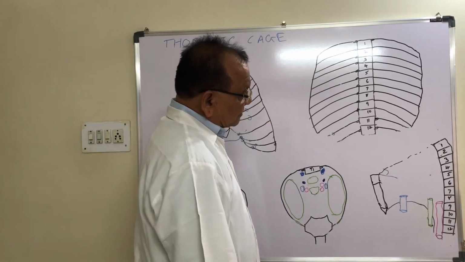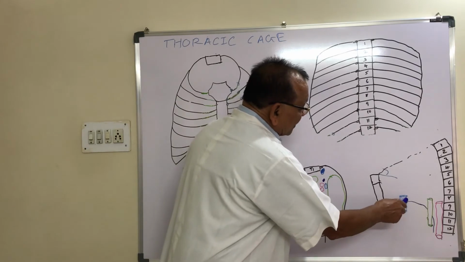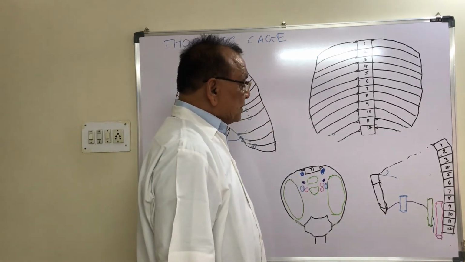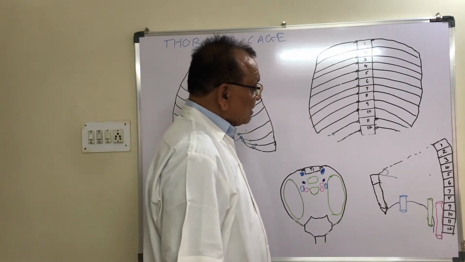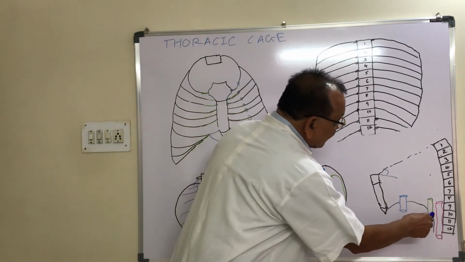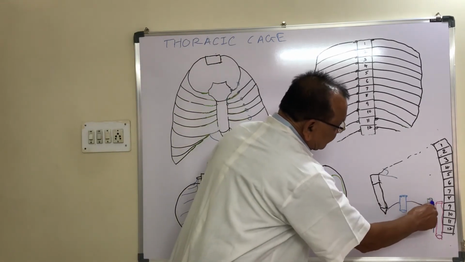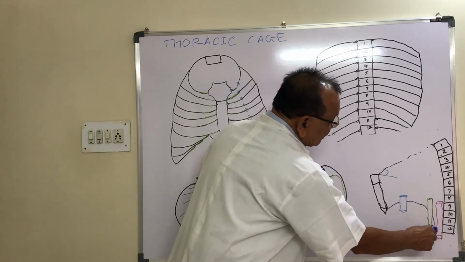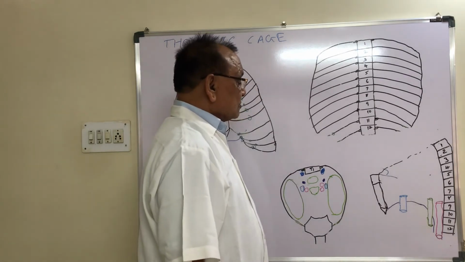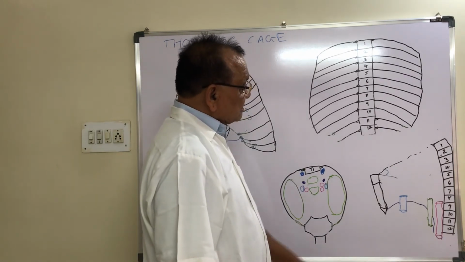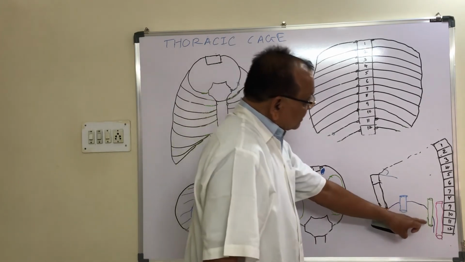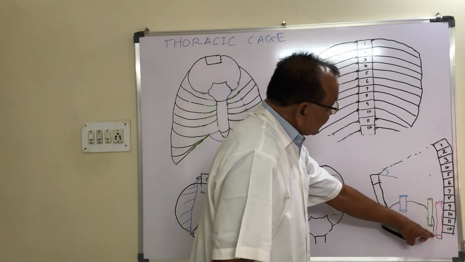See the position of this opening, it is called the opening of the inferior vena cava. This opening is called the esophageal opening, and this opening is called the aortic opening. So three openings are present: the opening of the inferior vena cava, the esophageal opening, and the aortic opening.